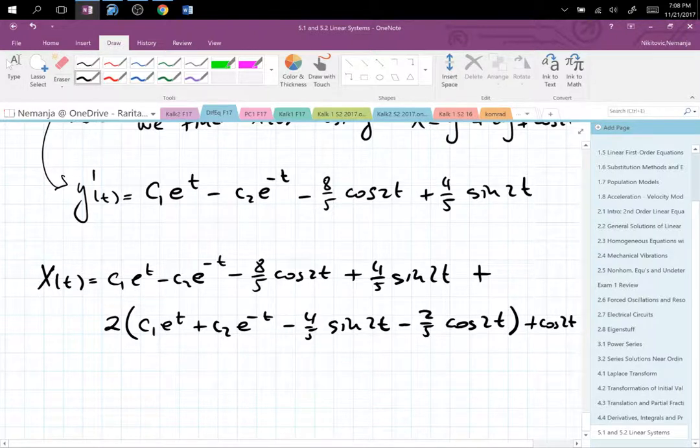So x of t is, and now we put all of the e to the t together, so all of the coefficients of e to the t. So we have a c1 plus 2c1, which is 3c1. So 3c1 e to the t, and then for e to the negative t, it's plus c2 e to the negative t.